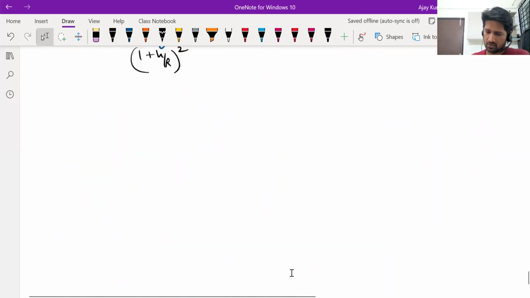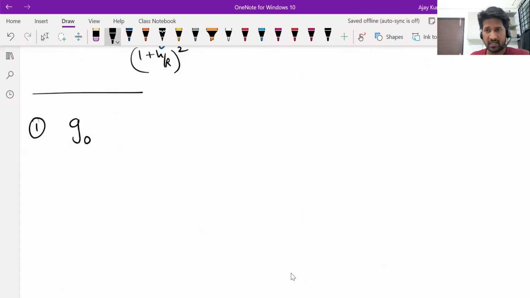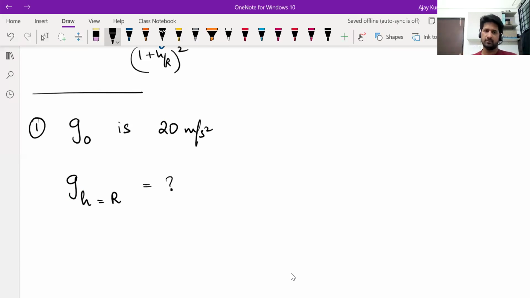Okay. Solve one problem based on this. Gravity on the surface of a planet. G naught stands for gravity on the surface of a planet. Let's say it is 20 meters per second square. Some random planet. Find out gravity at a height equal to the radius of the planet. We are going to a height which is equal to the radius of the planet. So at that height, how much is gravity? Solve this quickly. Okay, I got two answers as 5 meters per second square.